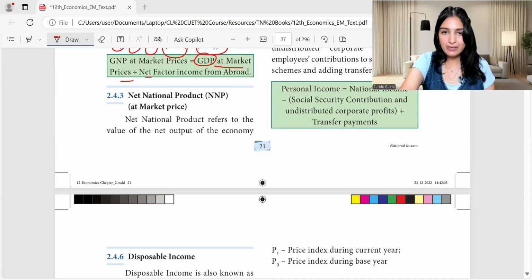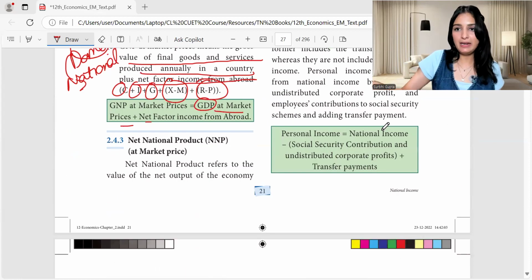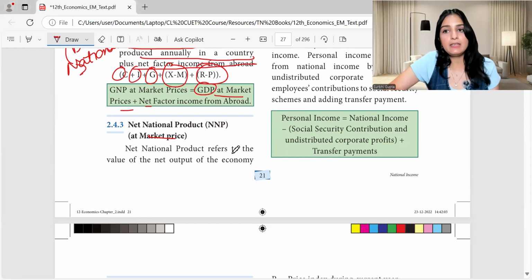And I'll quickly share the screen because today what we are going to do is NNP, that is net national product, at factor cost and at market price both. So this is where I left last time, and today we'll complete it. So, net national product at market price. I always say that market price is a price at which you get something in the market. The final price that you're getting in the market is market price.